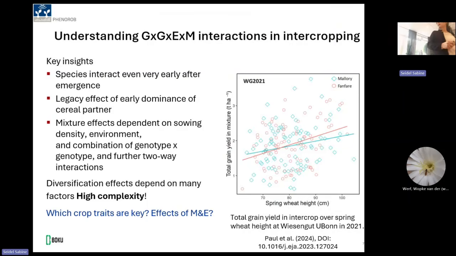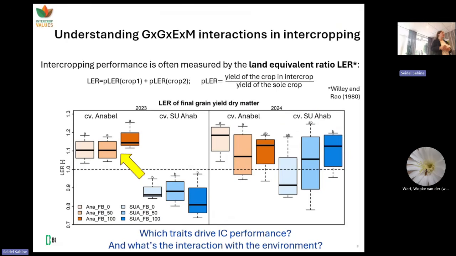And this is another example. It is a follow-up experiment where we selected only 2 of the spring wheat cultivars. I don't want to go into detail now, but it's the same site, very same setup. And the land equivalent ratio, I think I don't have to explain to you, right? Does anybody not know it? Okay. So this is the land equivalent ratio of 1 year, and this is it for the second year. And here we have in brown the spring wheat cultivar Annabelle, and this is the spring wheat cultivar Ahab.